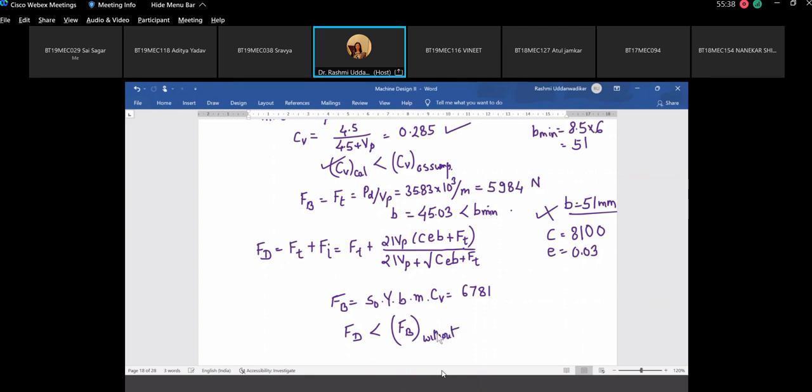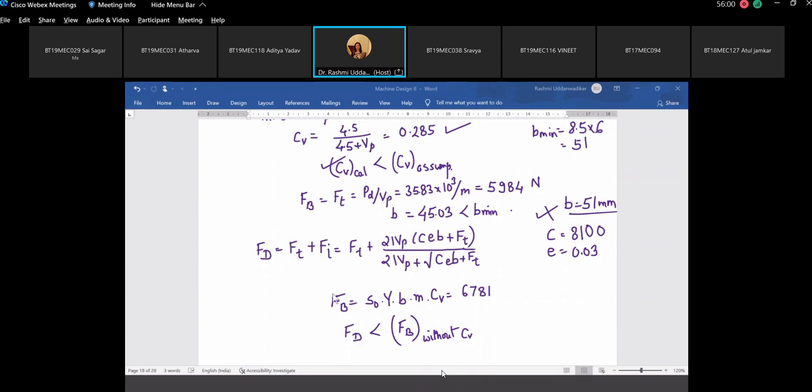Why will we be comparing FD with FB without CV? FD already includes FI. Correct. Now that is not required.